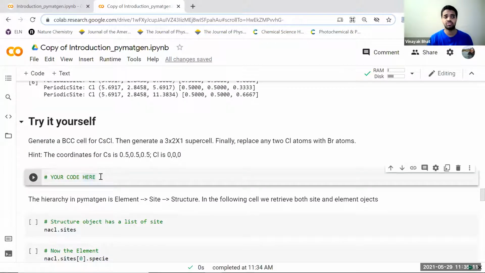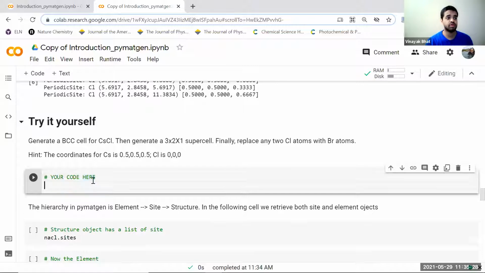And this is an exercise for you to work with: generate a BCC cell for this lattice with coordinates 0.5. Maybe I should have told you how to generate it.